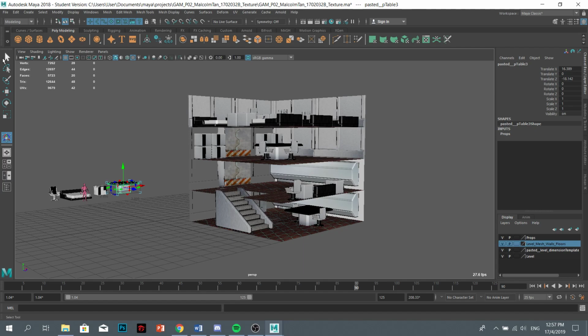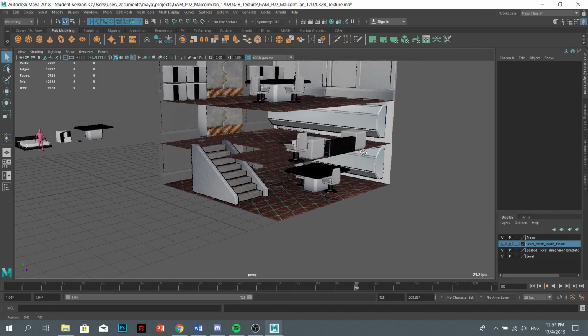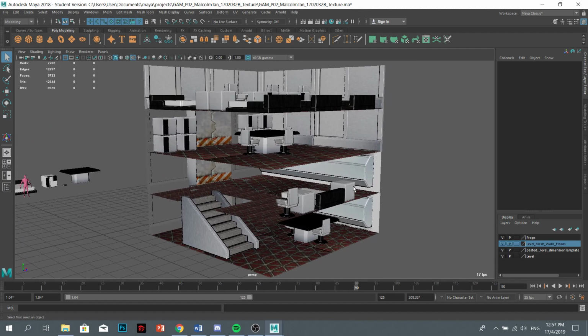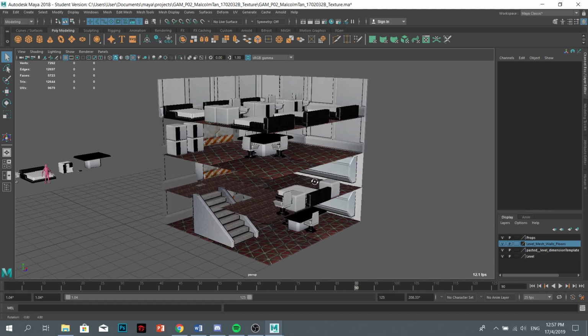Hi, this is Malcolm, and this is my game level design for my module called game modeling. So let's begin. This is the final product of what I created for my project. Here it is.